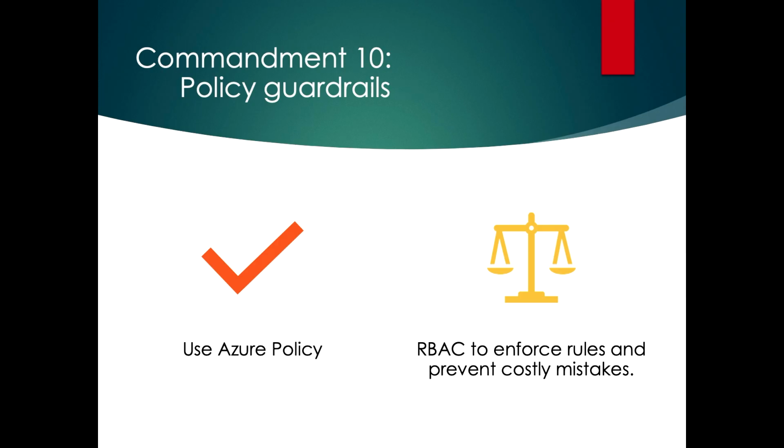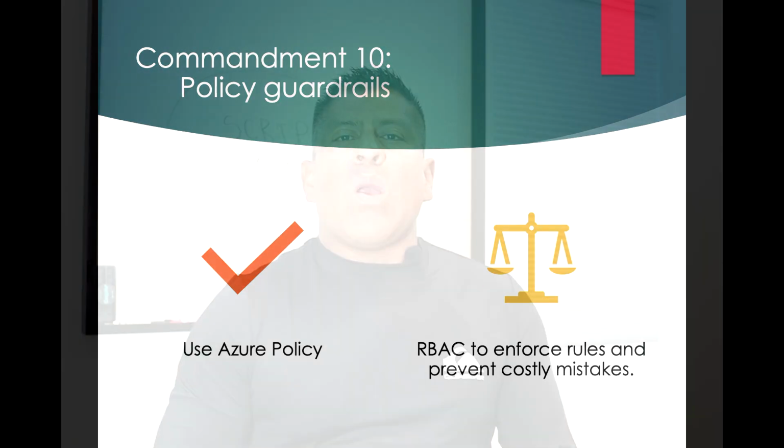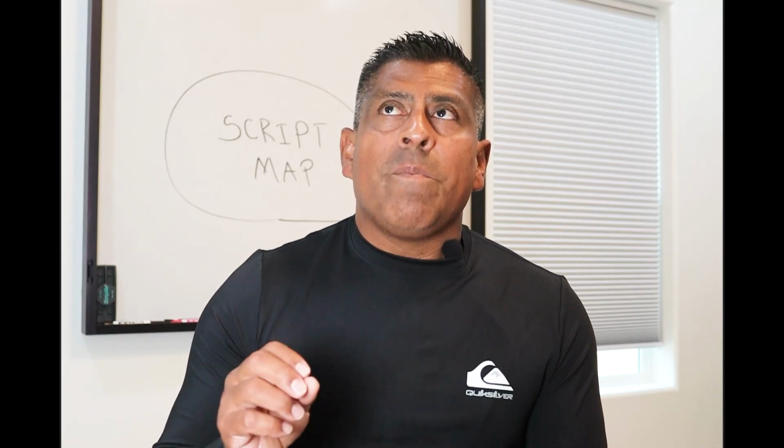Use Azure Policy. Use RBAC to enforce rules and prevent costly mistakes. Why is this a commandment in itself? The reason I put it as a commandment by itself is because it is so important to automate things. Cloud is a very flexible environment. And we always say cloud gives you the flexibility, the agility. It gives you all this power. But I think the main power is the automation portion of things.